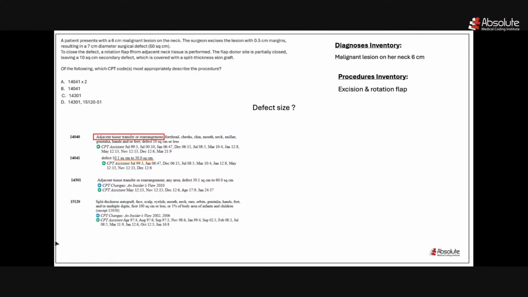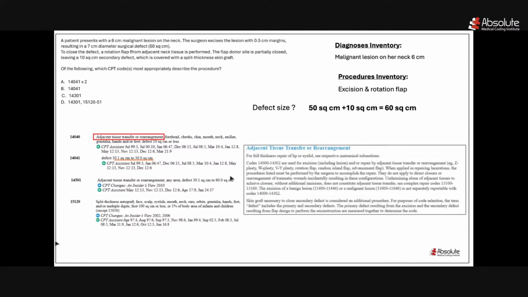Now, my question would be, what is the defect size in this scenario, coders? If you know, place it in the chat. What is going to be the defect size for this scenario? Let me know in the chat quickly. Okay, you can type it in the chat, because I would say that is going to be 50 square centimeter plus 10 square centimeter. That would be 60 square centimeter. You are absolutely correct. It's going to be 60 square centimeter.